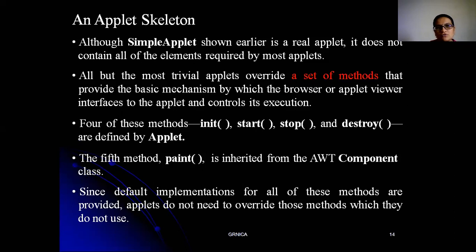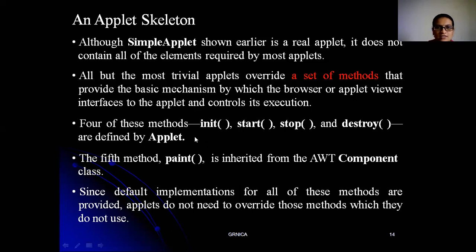Now let us go with the applet skeleton. The applet skeleton has these methods: init, start, stop, destroy, and the paint method. These five methods are within an applet class. We have just seen a paint method within an applet class, that is hello world. So this is just the syntax, or the skeleton. Init, start, stop, destroy are defined by the applet class.